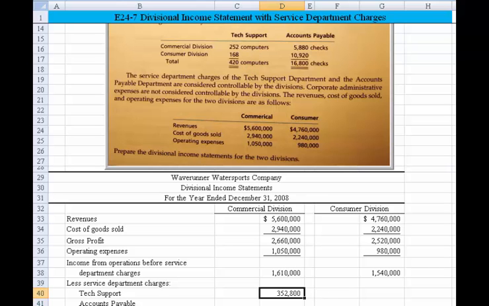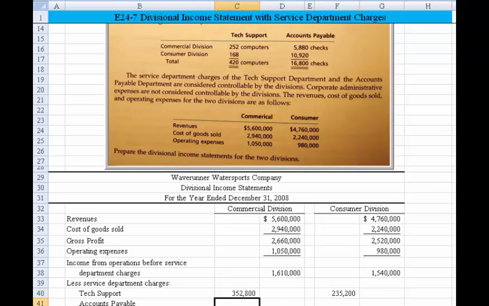And we get 352,800. Now I'm going to copy that cell right here. Oh, you know what? Let's move this one over. And now let's copy it right here, only now instead of using 252, we need to use 168. So I'll hit the F2, which will edit it, and just drop in the 168 number of computers for the consumer division. Okay, and that's 235,200, and if we sum both of those, we should get 588,000, which we do.